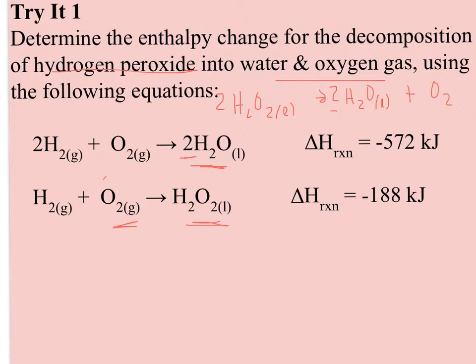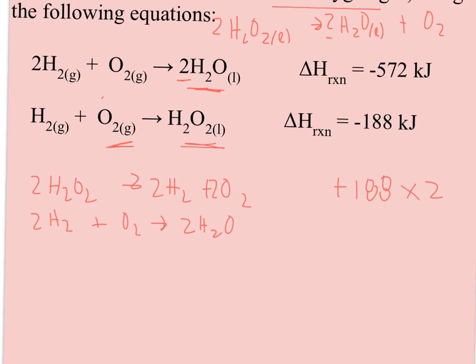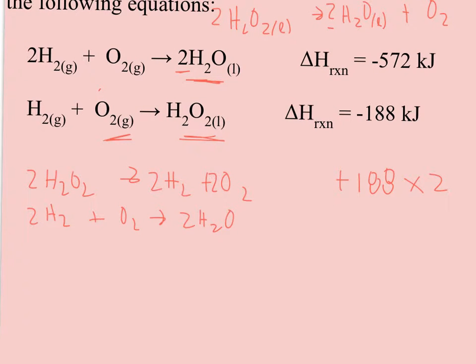So I'm going to have to flip this over to H2O2 gives me H2 plus O2, which means I'm going to flip my sign to a positive 188, and I'm also going to have to double this to 2, 2, and 2, which means I'll have to double this. Now I combine that with my first equation, 2H2 plus O2 yields 2H2O. I'm not putting the state symbols in, even though those are important, but we've already checked that they match up, so I'm not going to be too concerned about those. And this remains negative 572.